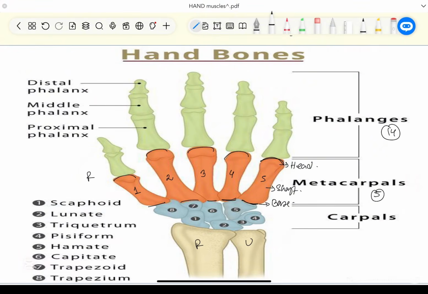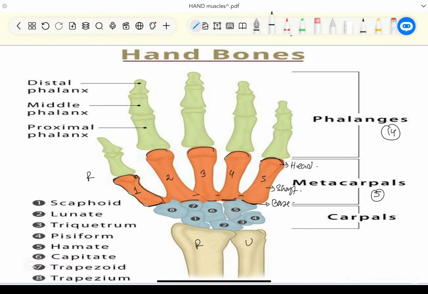Then in the case of the first metacarpal, you can see there are some features. Compared with the other metacarpals, the first metacarpal is a little bit short and stout. The second, third, fourth and fifth are connected with each other. But the first metacarpal, because of a 90-degree rotation, is not attached to the other metacarpals.